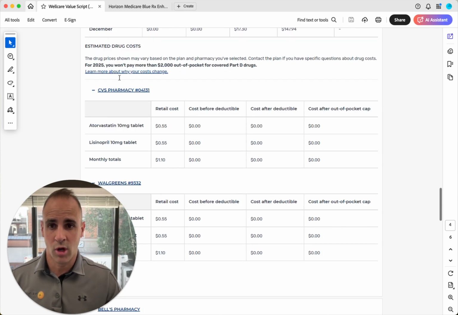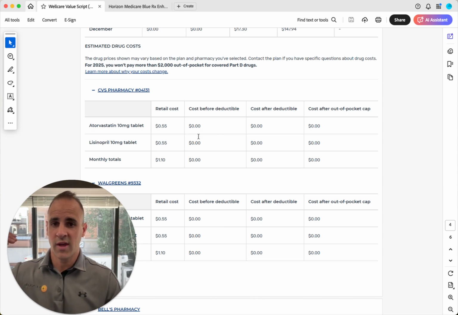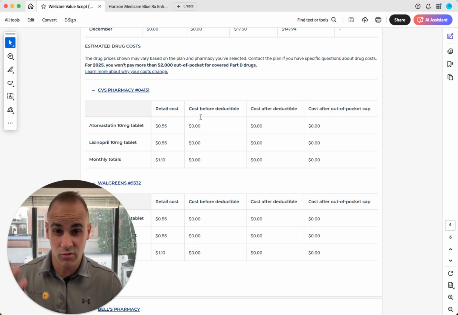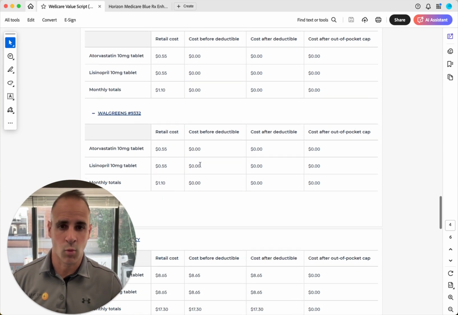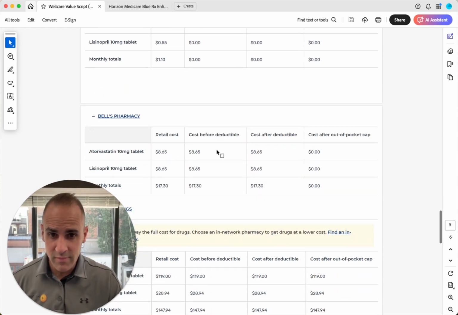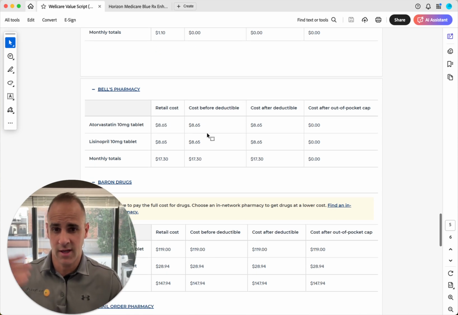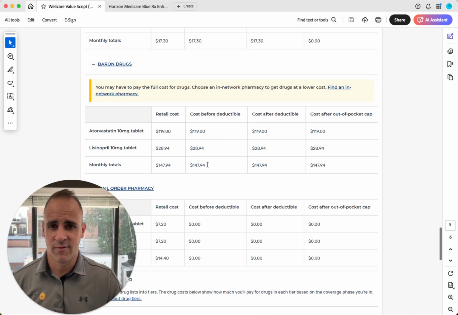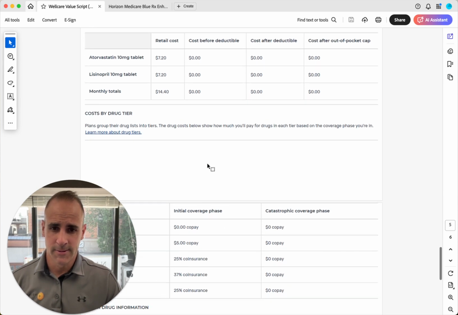The next table shows us, for each of those pharmacies, it breaks out the medications to show you what the cost would be retail and then the cost before deductible. This is really your copay, which is zero in this case. For CVS or Walgreens, for this example, those are both preferred with this plan. If you go to a non-preferred pharmacy, you'll pay a higher amount for those medications.